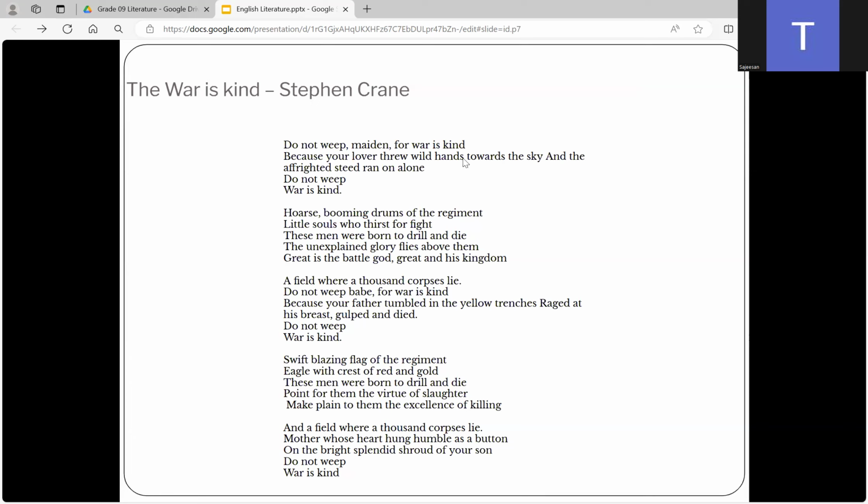Mother whose heart hung humble as a button on the bright, splendid shroud of your son. Do not weep, war is kind. Right. So, mother whose heart hung humble as a button. Here, as a button, again the simile is used in this poem, right? Yeah.